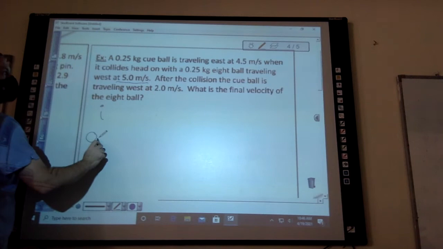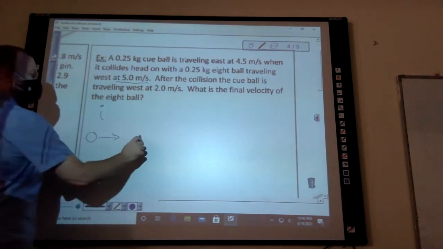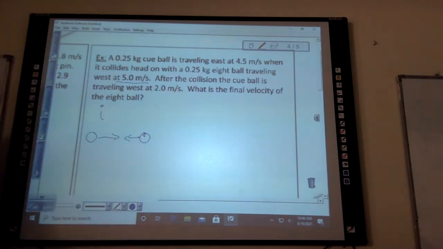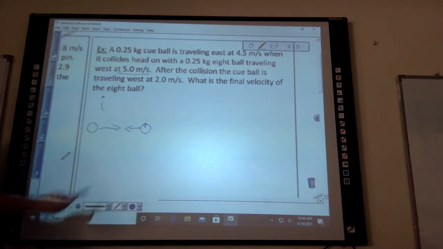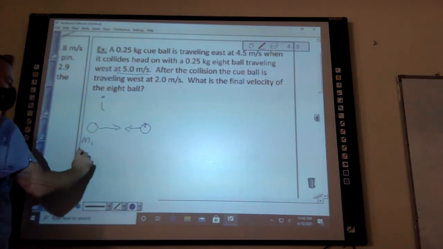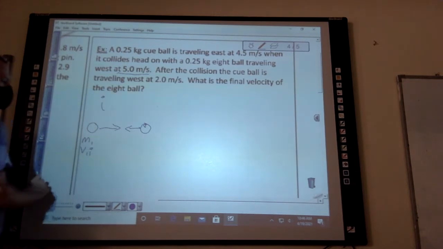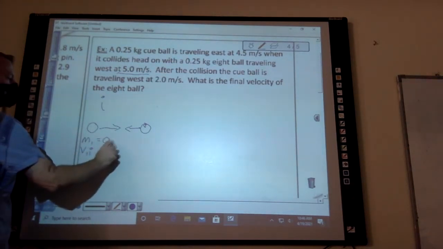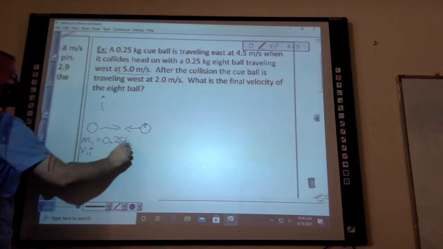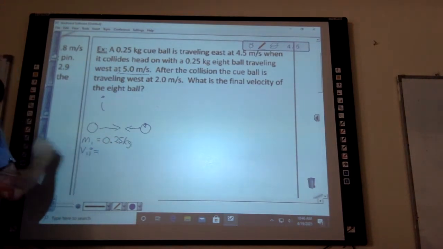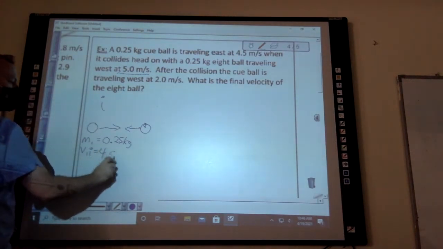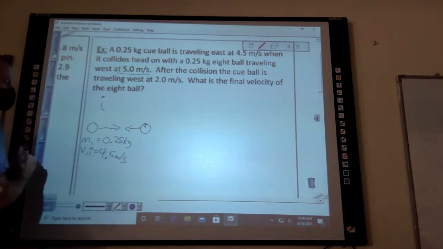Here's my cue ball, it's traveling east. Here's the 8 ball, it's traveling west. So this is what we're told is happening. And we can put some variables in here. We can say this is M1, and here's V1 initial, and I have those values. Okay, M1 is 0.25 kg. My V1 initial is traveling to the east, so this is 4.5 meters per second.